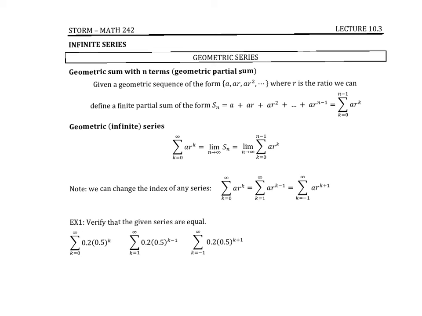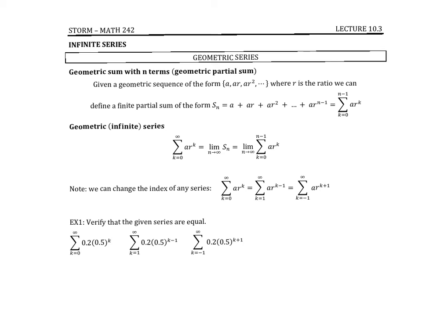In this section, 10.3, we're going to look at two specific infinite series, the geometric series and a telescoping series. For these two series, we can determine convergence, and we can also determine what it converges to.